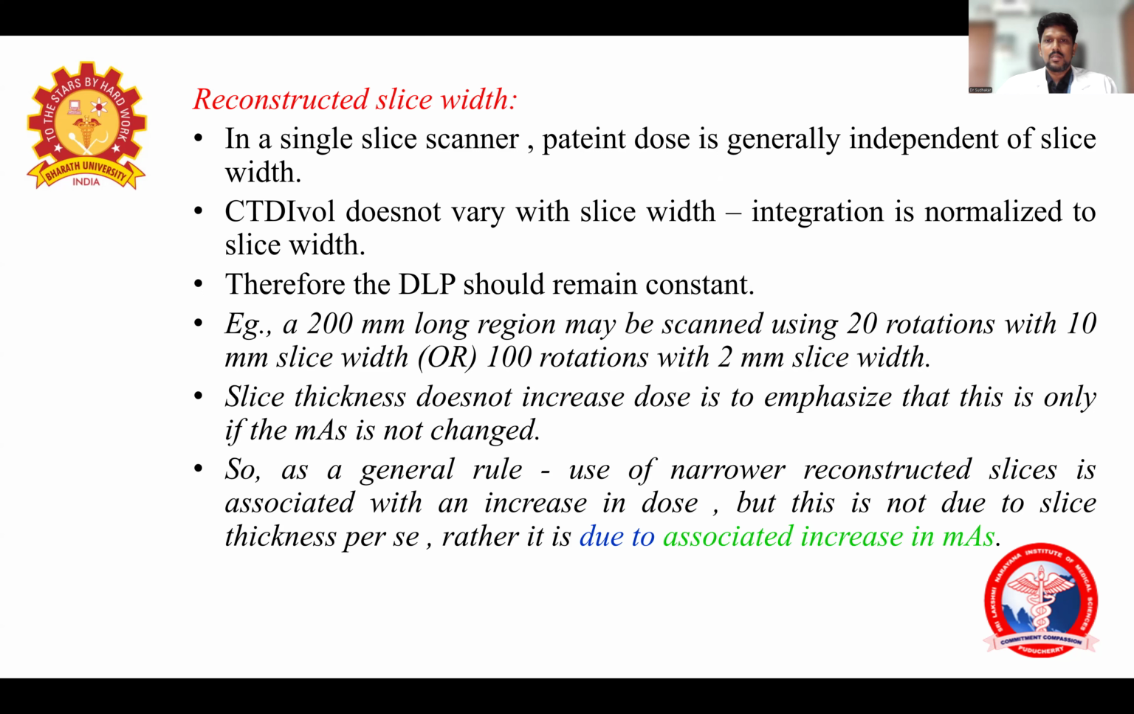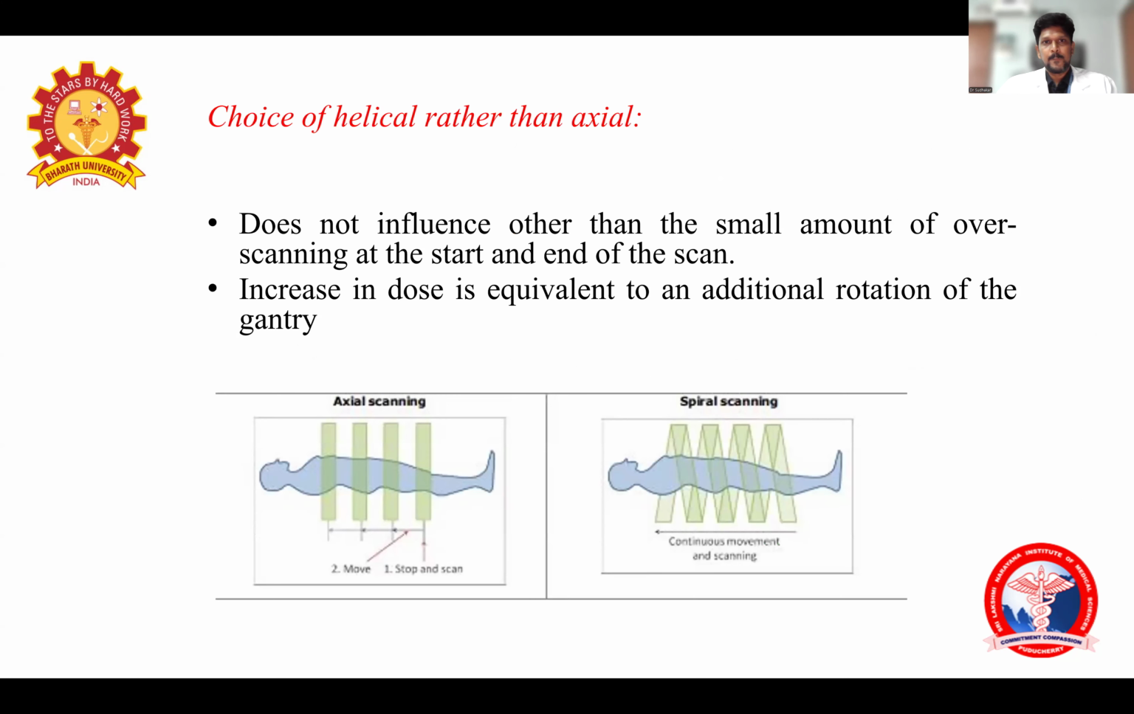As a general rule, use of narrower reconstructed slices is associated with an increase in dose, but this is not due to slice thickness per se, rather it is due to the associated increase in the mAs. The choice of helical rather than axial is done mainly because of this reason. This does not influence dose other than the small amount of overscanning at the start and the end of the scan. Increase in dose is equivalent to an additional rotation of the gantry.